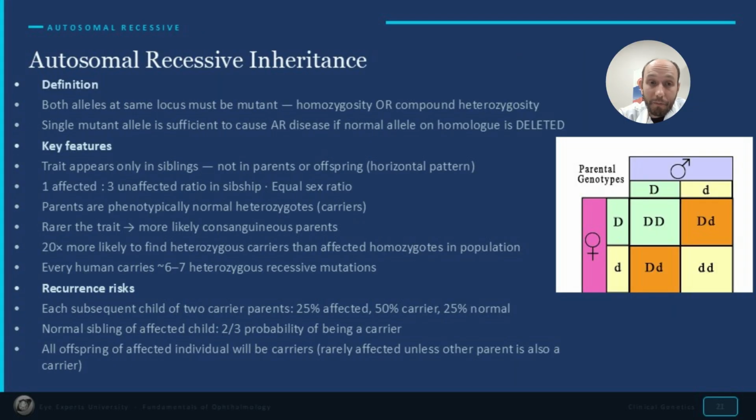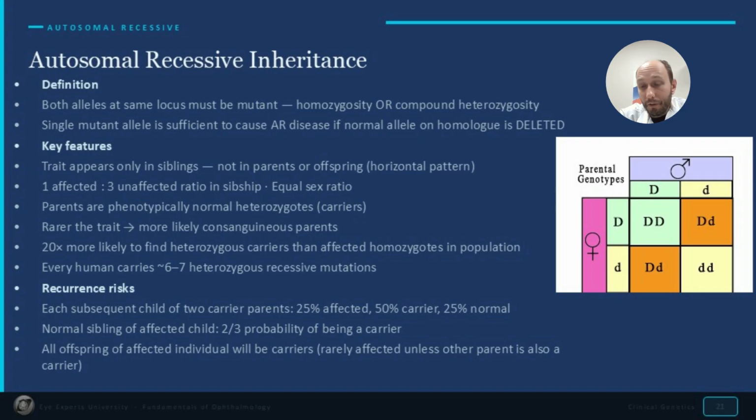Autosomal dominant inheritance. By definition, the parent has one mutant copy, so the offspring will get a mutant copy of the gene. The question is, does the other parent pass on a good copy or a bad copy? By math, if we have a bad copy, then the offspring will have the disease, and if they have the good copy, then they will be carriers. So traits typically appear only in siblings.